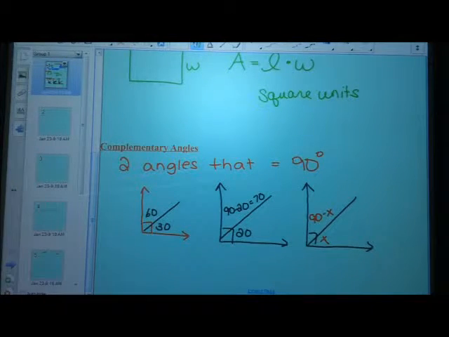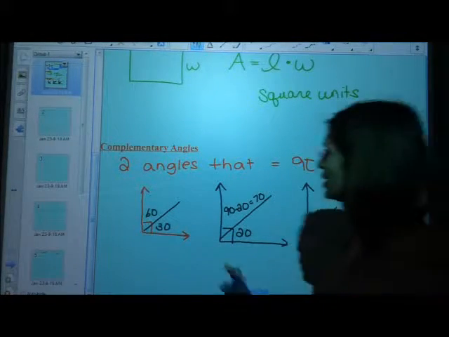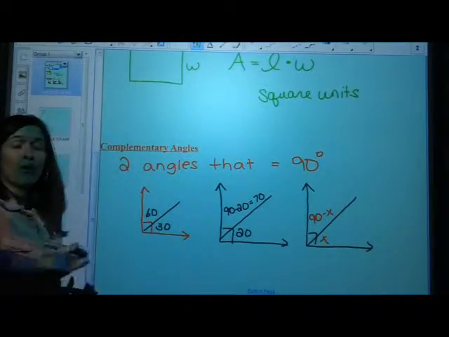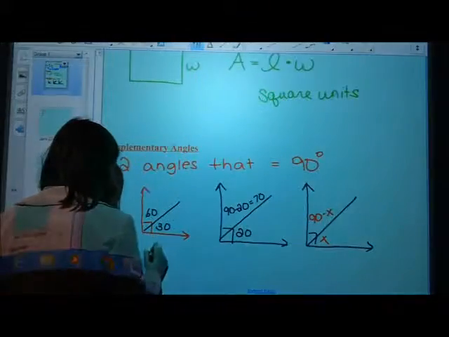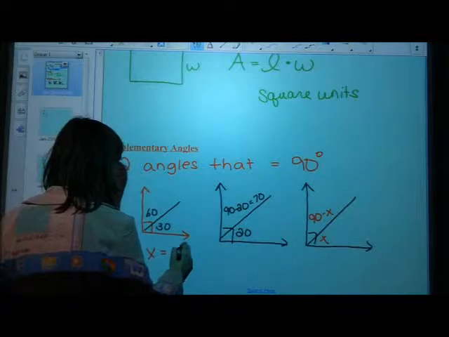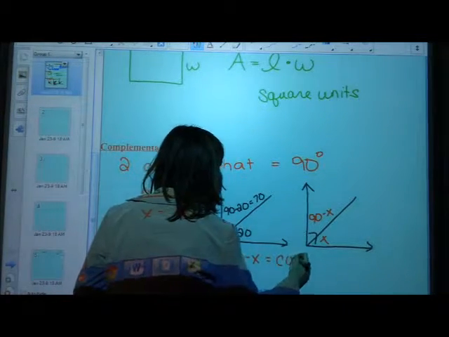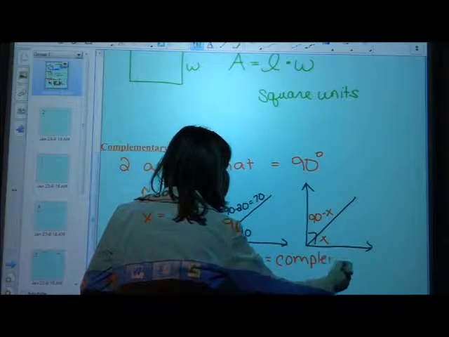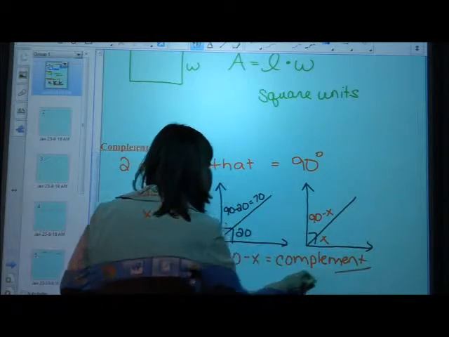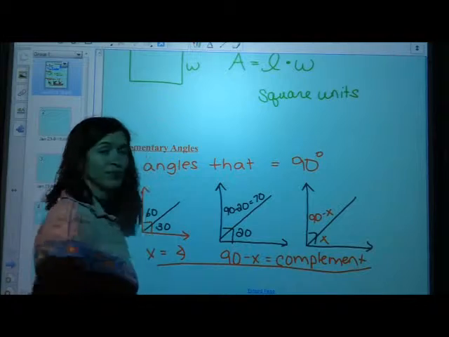Okay, perfect. So anytime we're talking about complementary angles in a word problem, I want you to realize that you could use X as one of the angles, and 90 minus X would be the complement. We may need that, okay, and I'll remind you when we do, okay?